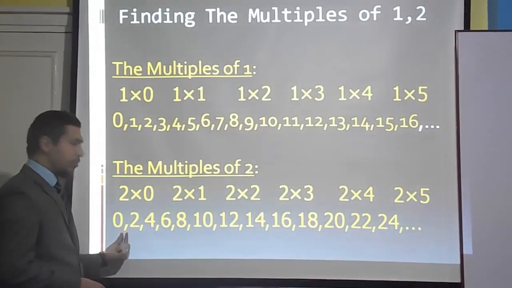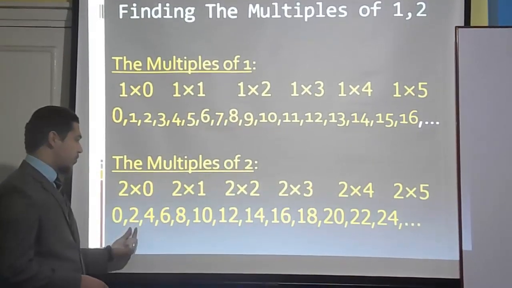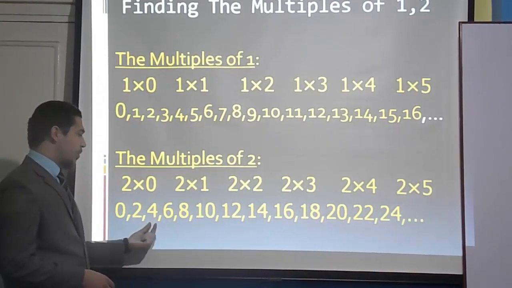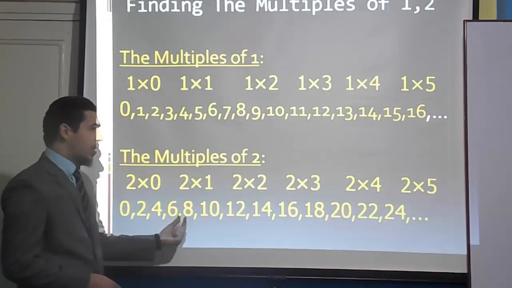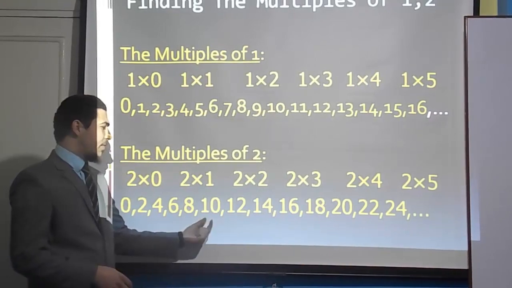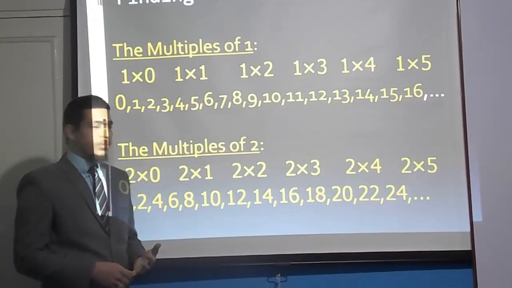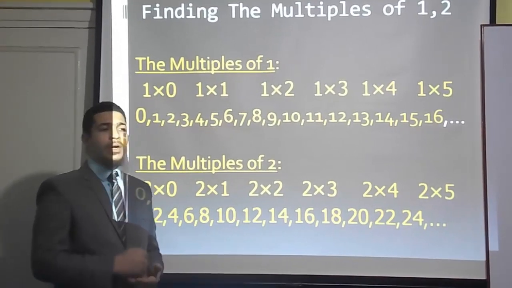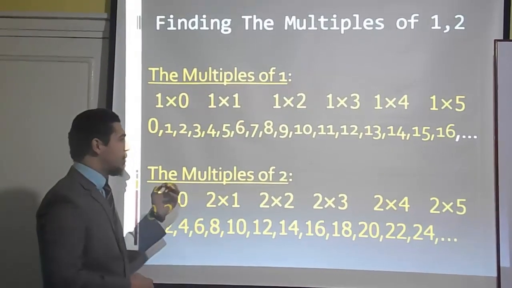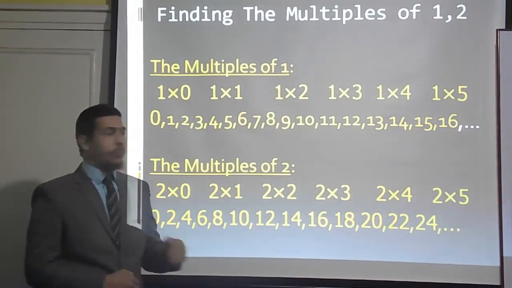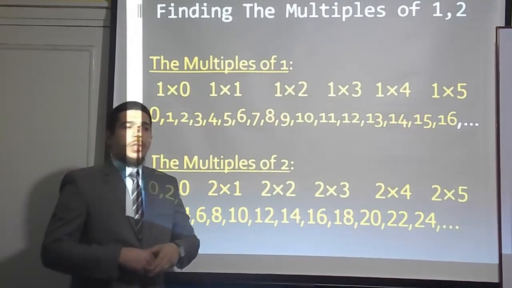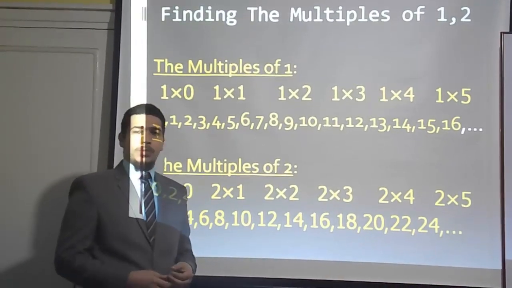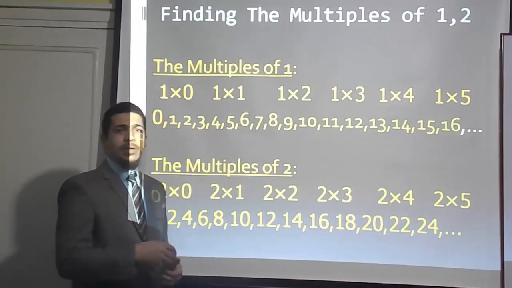Now we find this result, the multiples of 2. It means 2 times 0 equals 0, 2 times 1 equals 2, 2 times 2 equals 4, 2 times 3 equals 6, 2 times 4 equals 8, 2 times 5 equals 10, 2 times 6 equals 12, 2 times 7 equals 14, and so on. There are infinite numbers of multiples of 2, and infinite numbers of multiples of 1. This depends on what you want to find multiples of: 2, 1, and so on.